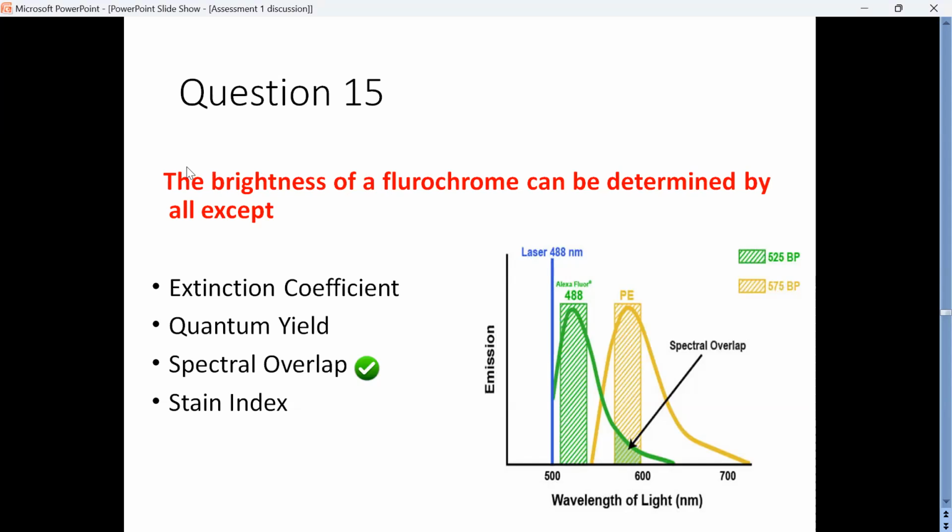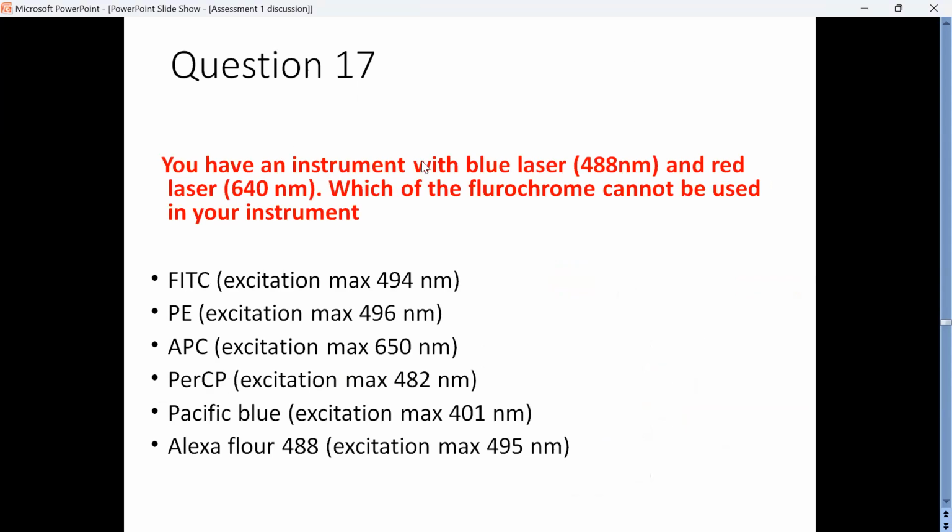Okay, fine. So then let's go for the next question. You have an instrument. Now you need to assume you have an instrument with the blue laser 488 nanometer and a red laser 640 nanometer. Which of the fluorochromes you cannot use? Now you have a blue laser line which will excite the fluorochromes at excitation maximum of 488 nanometer. Similarly, a red laser which will give you light of 640 nanometer. So if you have such a machine, you can excite all the fluorochromes which have an excitation maximum of 488 or 640 nanometer. Okay, now let's see what are the options given.